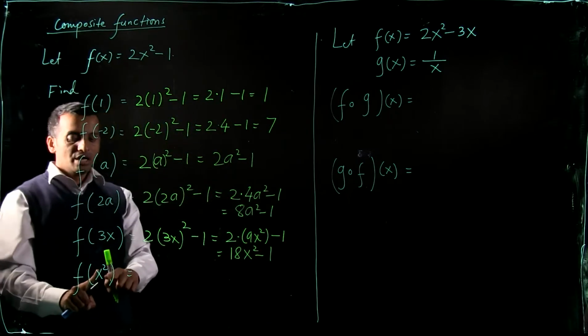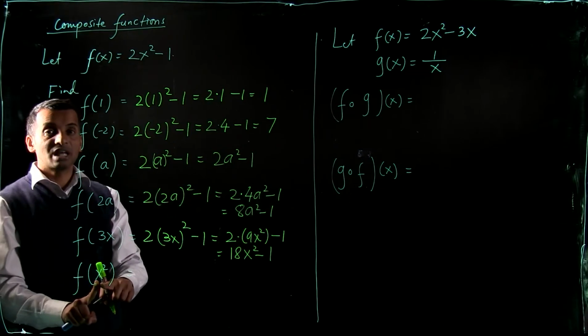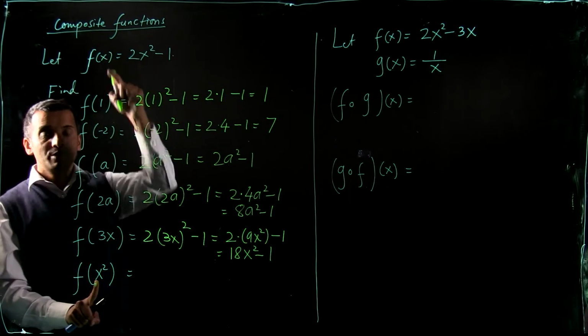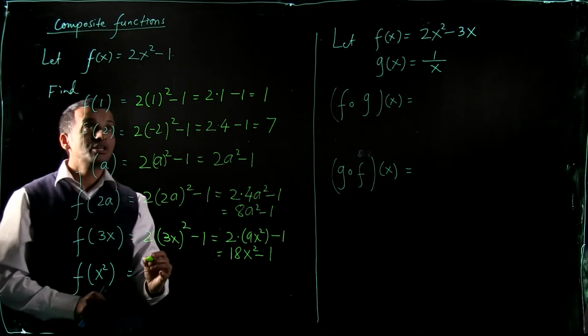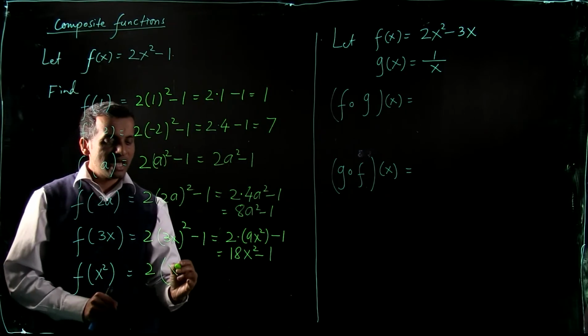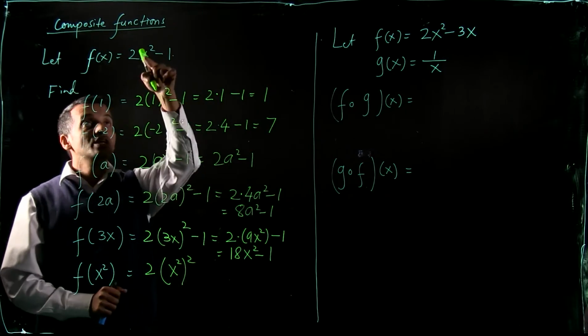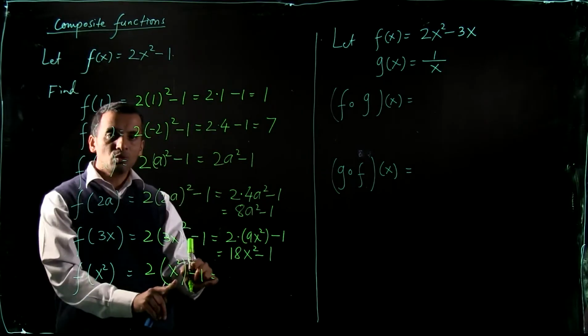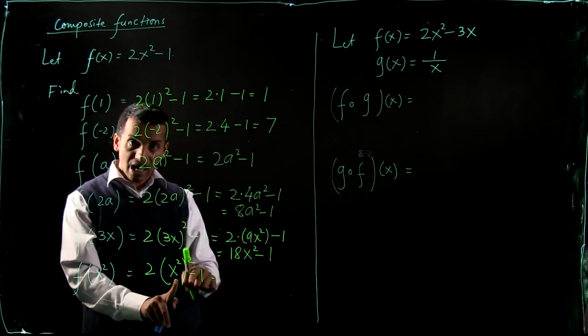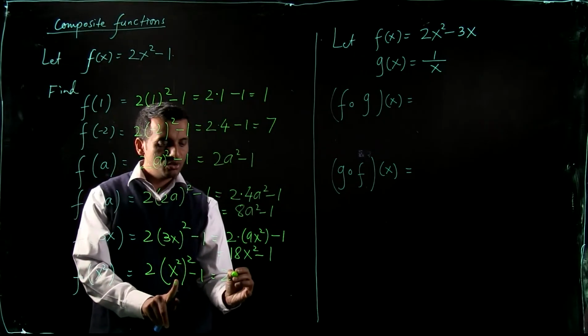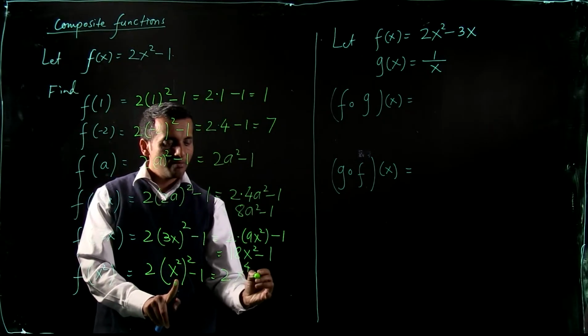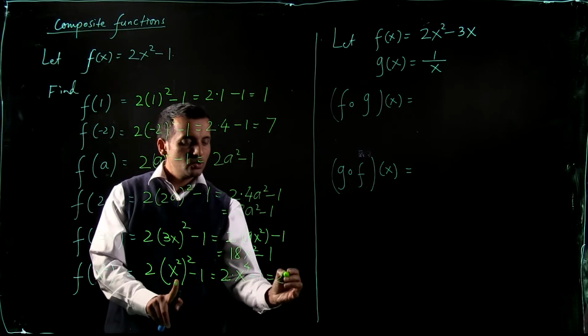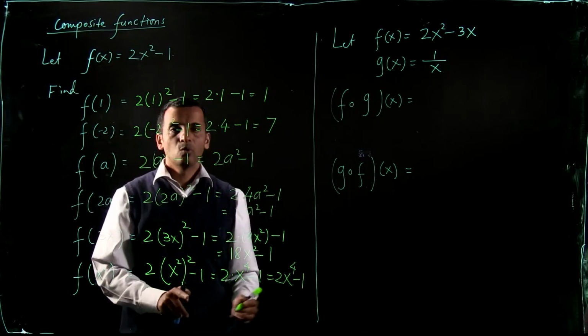And finally, f at x squared. What does that mean? It means x should be replaced by x squared. So it will be 2 times x squared, and there is another square, and then minus 1. So x squared whole squared means x squared times x squared. That will be 2 times x to the 4th minus 1, so basically 2x to the 4th minus 1.